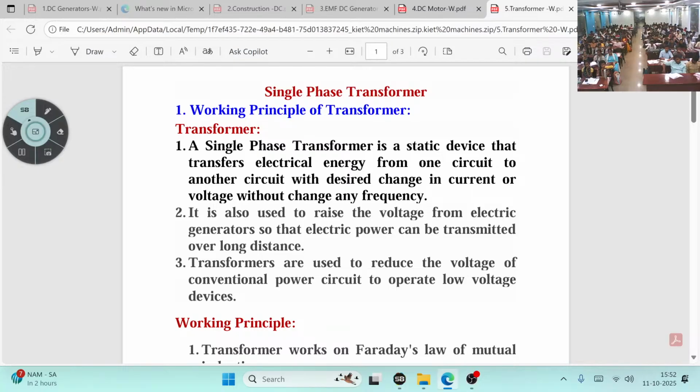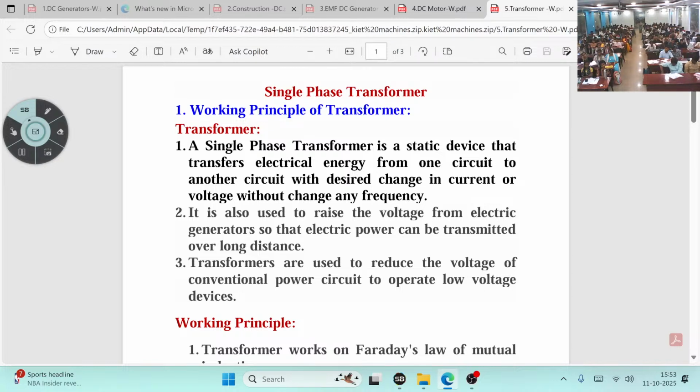We require 1000 volts. Yes, we can get 1000 volts by using a transformer. So we can change the voltage of the input. The main function of the transformer is to level down or level up the voltage. That is the main function.